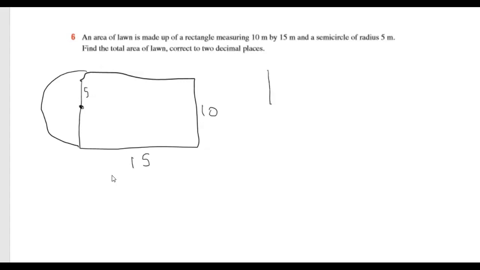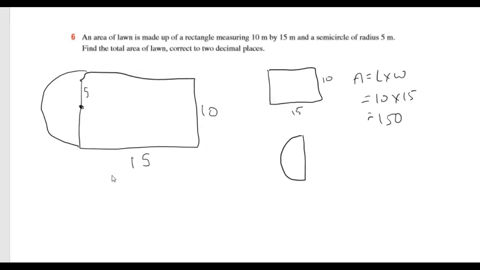Okay, so let's break the shapes up separately. We have a rectangle first of all, which is 10 and 15. So we'll do the area of that first. So 150. And then we have a semicircle.